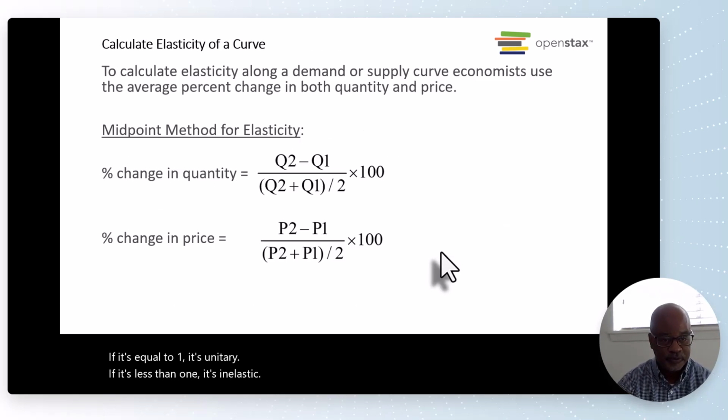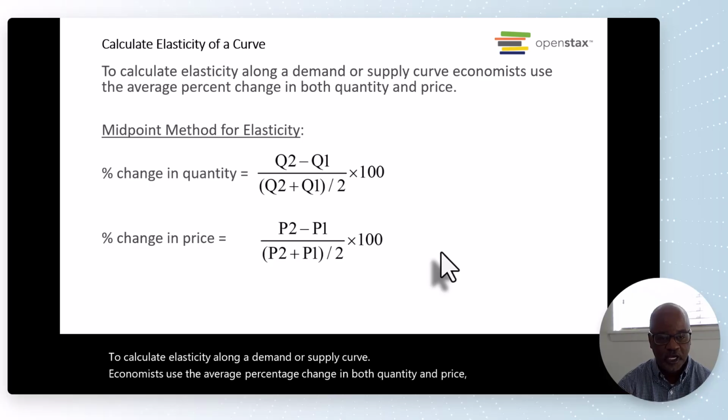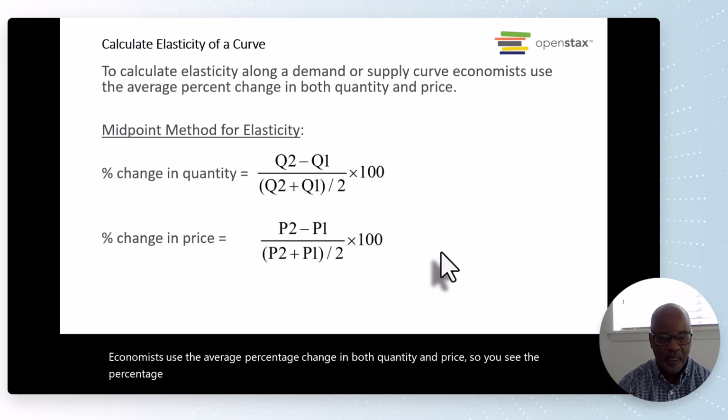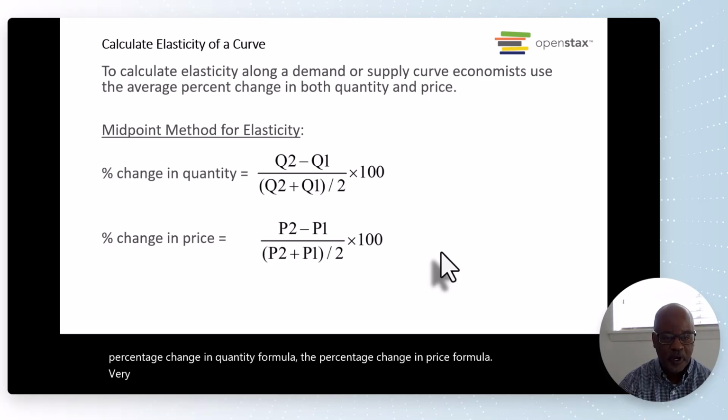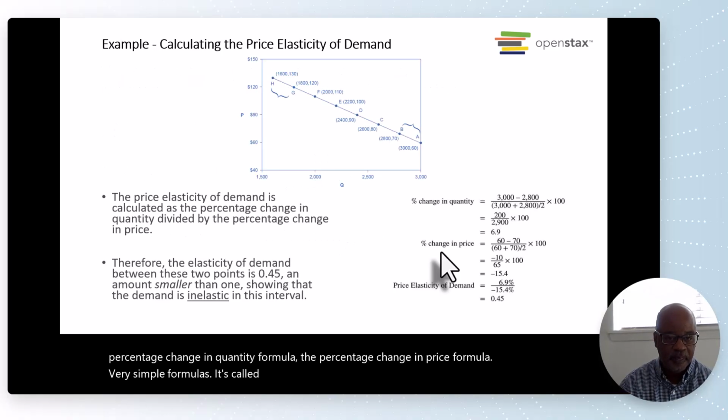To calculate elasticity along a demand or supply curve, economists use the average percentage change in both quantity and price. You see the percentage change in quantity formula, the percentage change in price formula. Very simple formulas. It's called the midpoint method of elasticity.